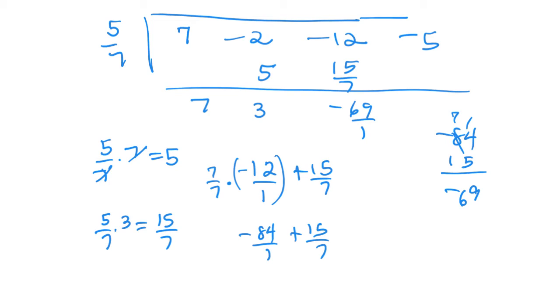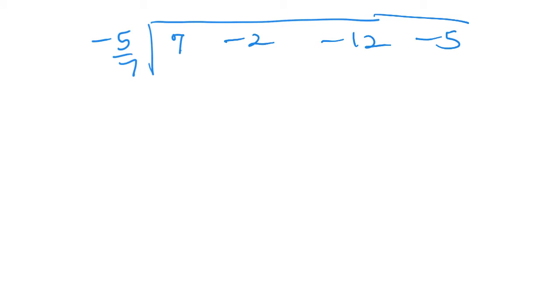All right, so let's try 5/7. Negative 2, negative 5/7. So we had 7, negative 12, and negative 5.